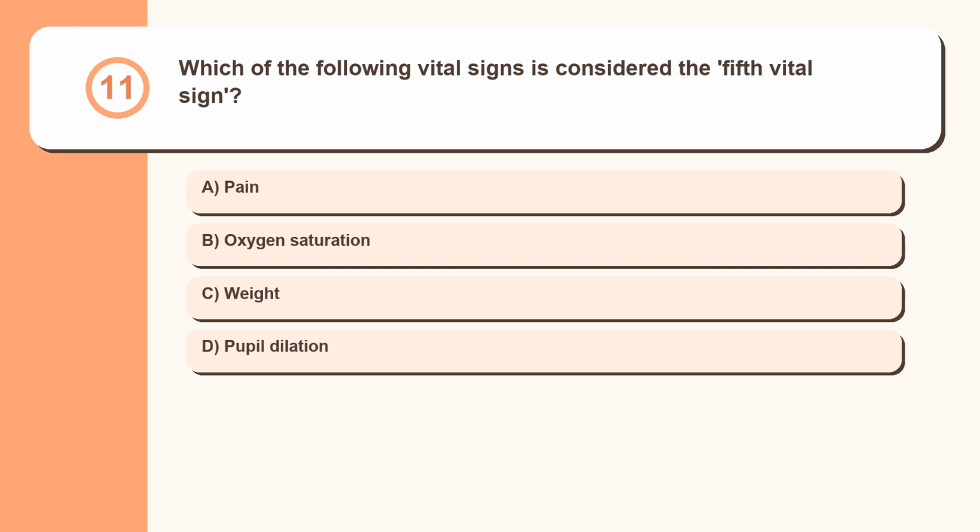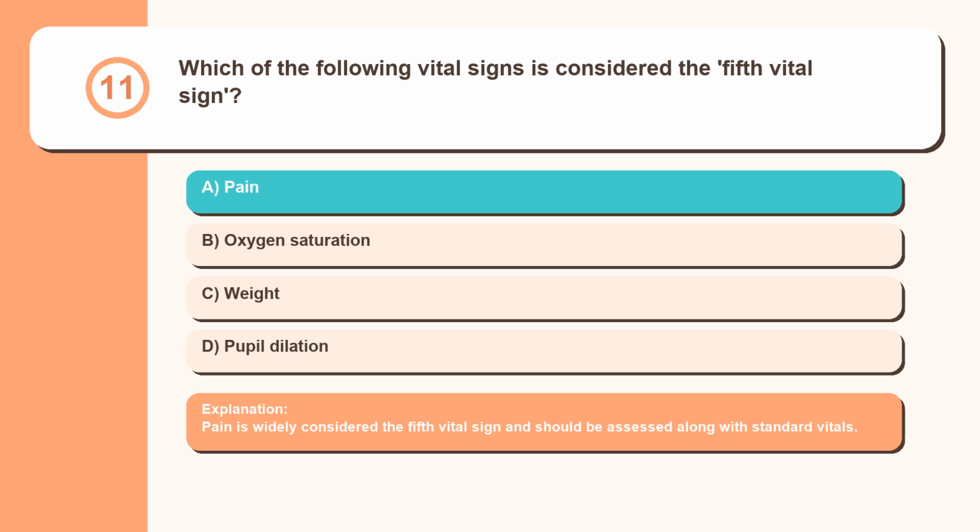Question 11. Which of the following vital signs is considered the fifth vital sign? Pain, oxygen saturation, weight, pupil dilation. Pain is widely considered the fifth vital sign and should be assessed along with standard vitals.